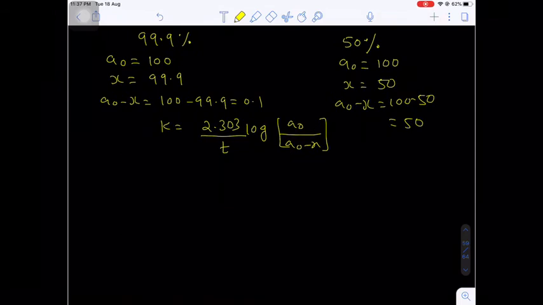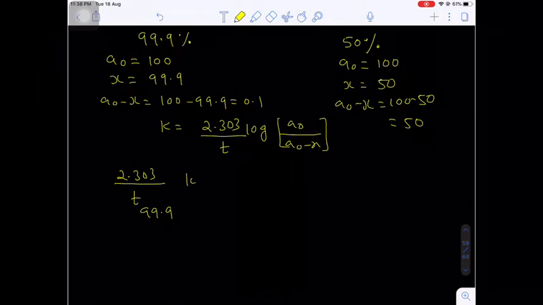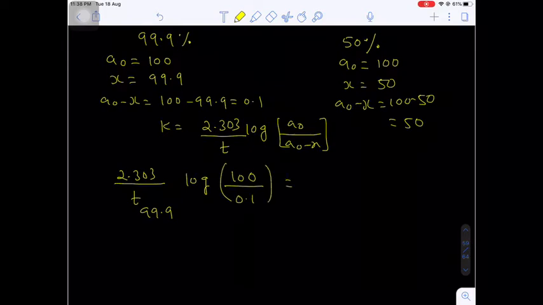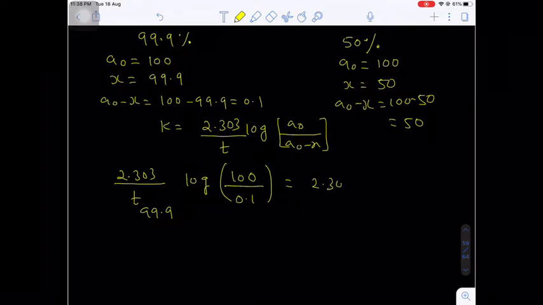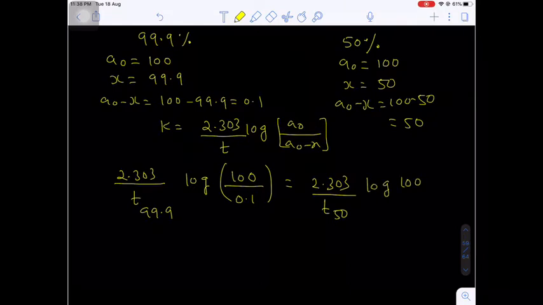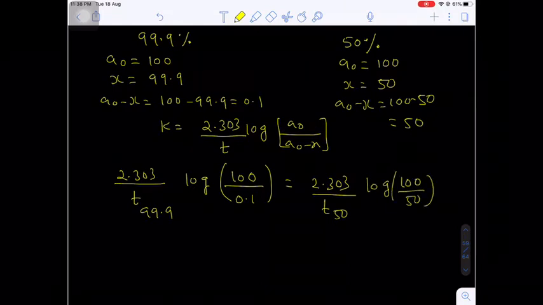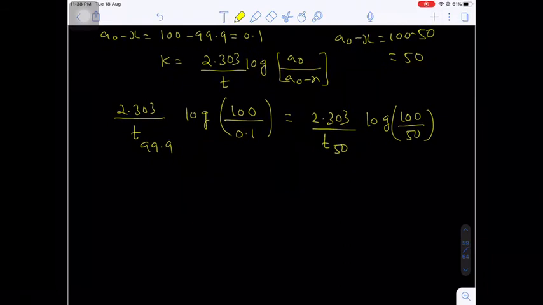From here I have to find the time taken. So 2.303 on the left hand side, time taken for completion of 99.9%, into log of A naught, what is the A naught value? 100. What is the A naught minus X value? That will be 0.1. On the right hand side, 2.303 divided by time taken 50%, so T50, log of 100 by 100 minus 50, that will be equal to 50. Are you getting my point?